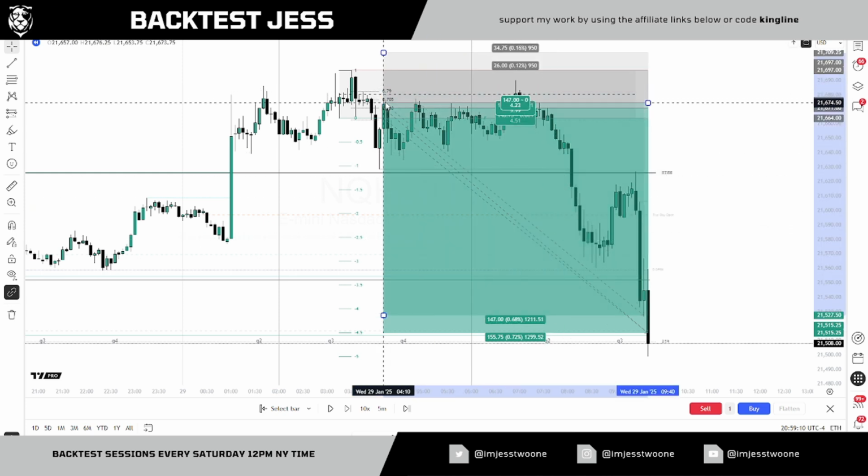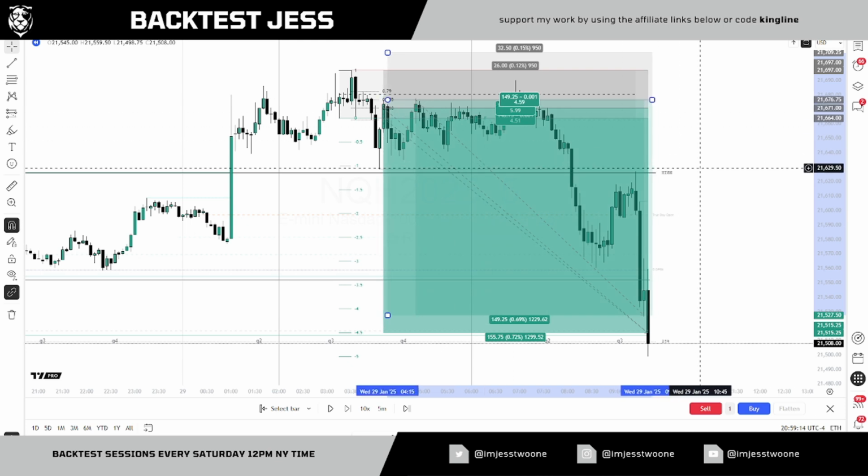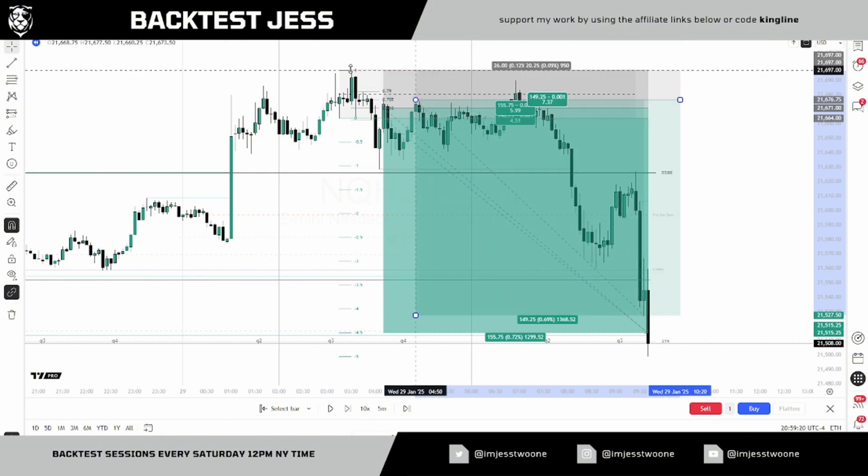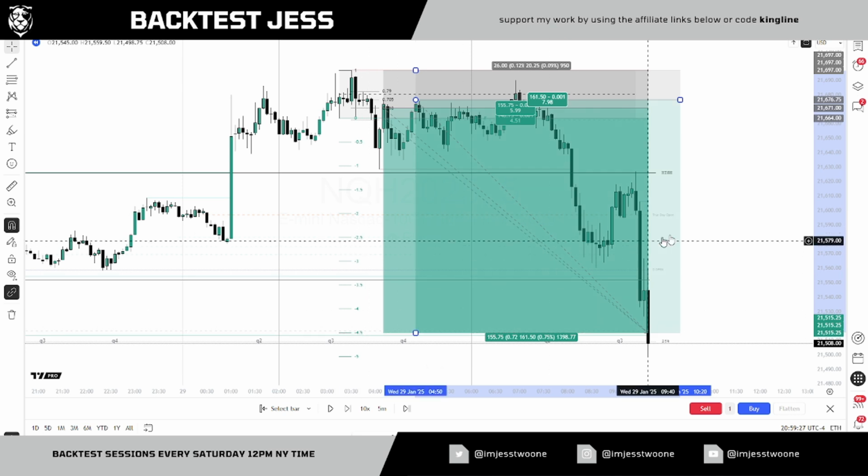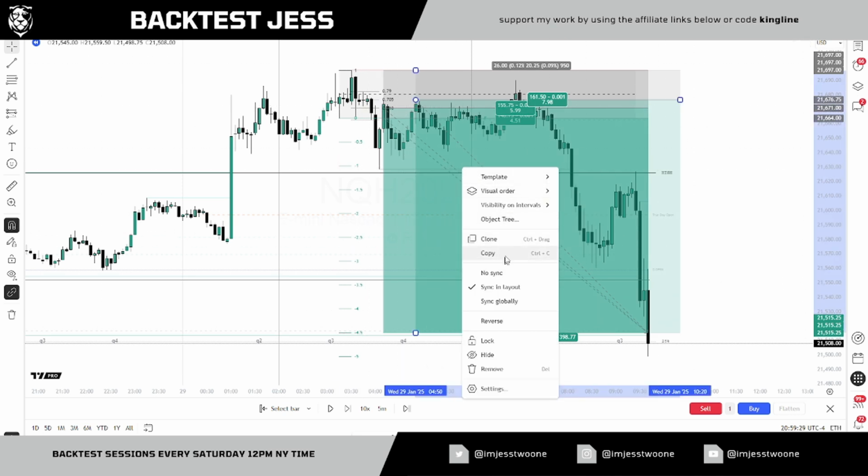0.705. We get this entry in this candle. And then last entry.